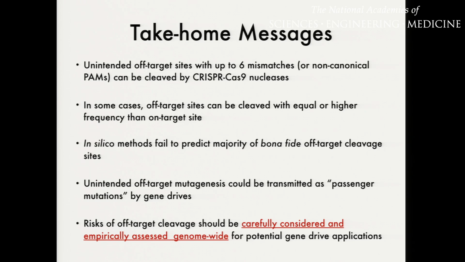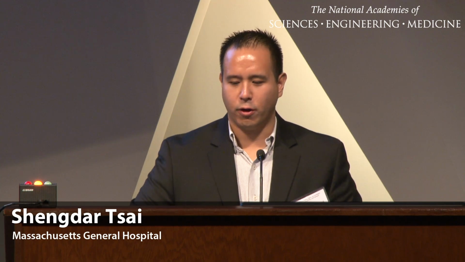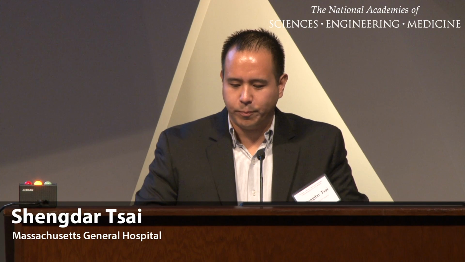You can't simply take a look at, for example, the top 10 computationally predicted sites, say that you haven't found anything, and conclude that this nuclease has singular genome-wide specificity. You really have to look at these carefully on a genome-wide scale. As I mentioned, these off-target mutations could be transmitted as passenger mutations by gene drives, and so it's really important to think about gene drives in the context of the genome, that as you express an engineered nuclease, it can act not only on its intended target, but also all of these potential off-target sites in the genome. And finally, the risk of off-target cleavage should really be carefully considered and empirically assessed genome-wide using these empirical methods, not in silico methods, for potential gene drive applications.